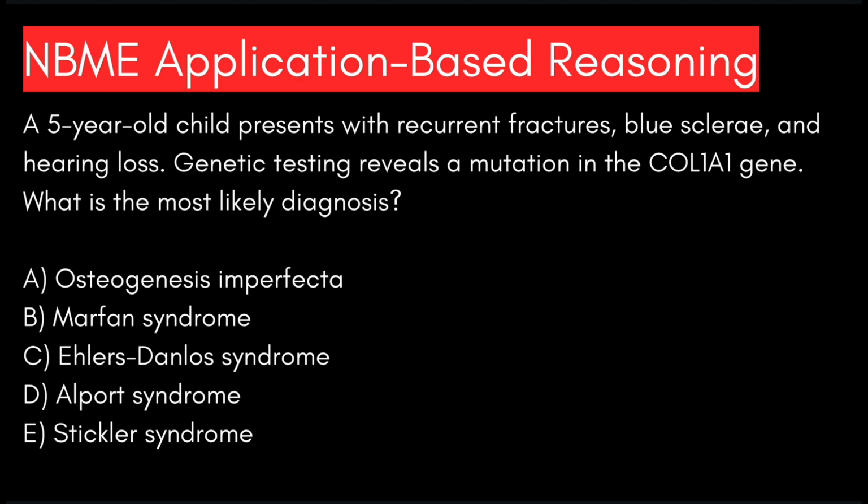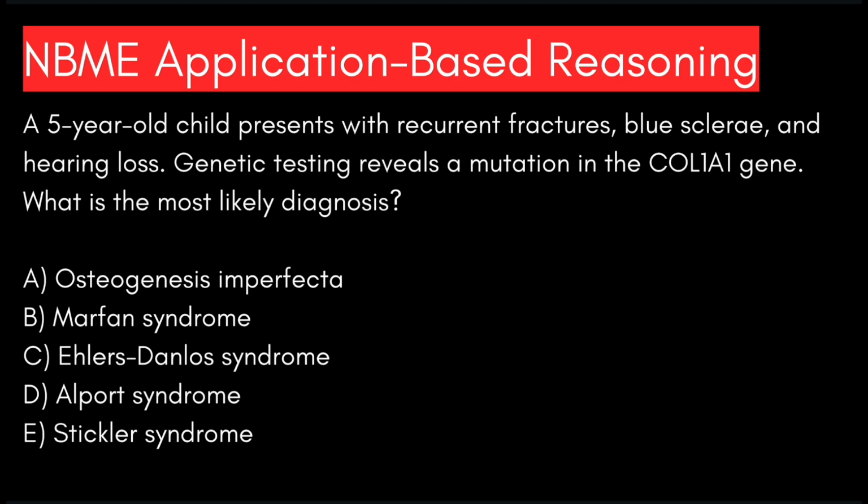So we have a 5-year-old child that presents with recurrent fractures, blue sclera, and hearing loss. Genetic testing reveals a mutation in the COL1A1 gene. What is the most likely diagnosis? Alright, I think I gave you guys enough time here. If you need more time, feel free to pause the video.